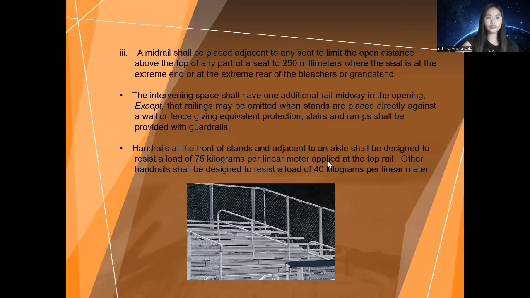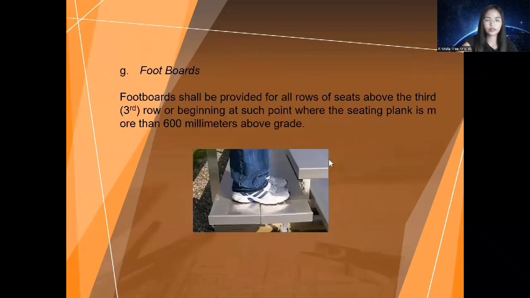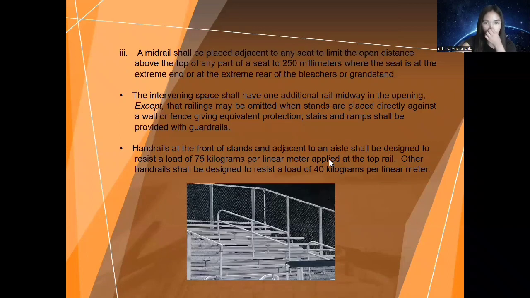So next, handrails at the front of stands and adjacent to the aisle shall be designed to resist a load of 75 kilograms per linear meter applied at the top rail. Other handrails shall be designed to resist a load of 40 kilograms per linear meter. So, ang handrails is dapat ang iyang load is naka 75 kilograms per linear meter, and other handrails resist a load of 40 kilograms per linear meter. So, nagadepende sa design.